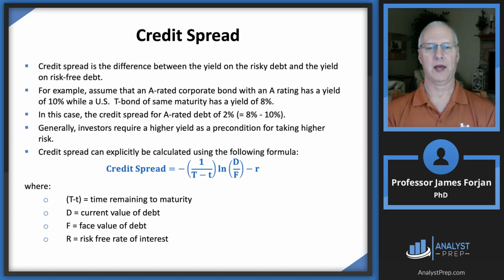Now, the credit spread can be calculated using this formula there. Notice what we're doing. Forget about that first part, the 1 over T minus the lowercase t. That's just an adjustment for time. But look at the natural log. So we're taking the ln of the ratio of the market value of the debt over the face value of the debt. And we take that natural logarithm just to turn that into a rate of return. That's exactly what we did to compute the rate of return on the intrinsic value back in the Black-Scholes option pricing model in one of those previous slides.